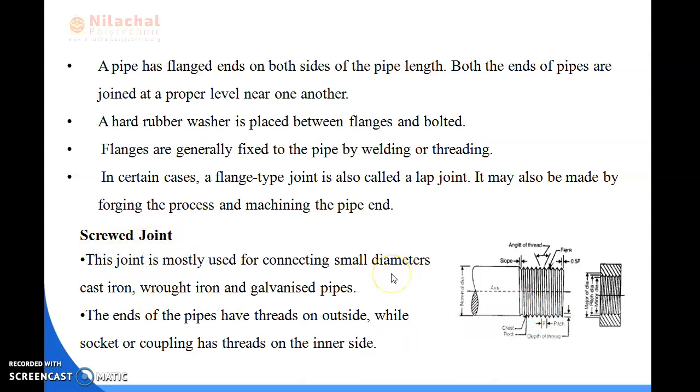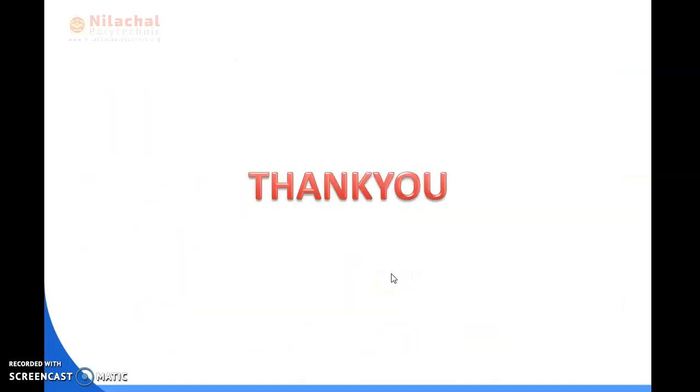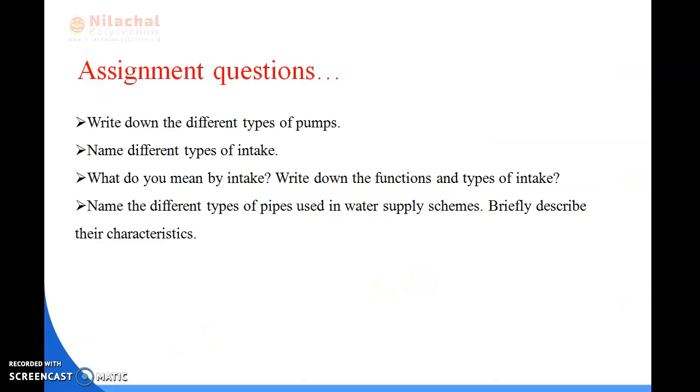Okay, so these are all the types of joints, and these are the assignment questions. Write down the different types of pumps I have already told. Name the different types of intake. What do you mean by intake? Write down the functions and the types of intake. Name the different types of pipe which are used in water supply schemes. Briefly describe their characteristics. Okay, these are all the assignment questions.